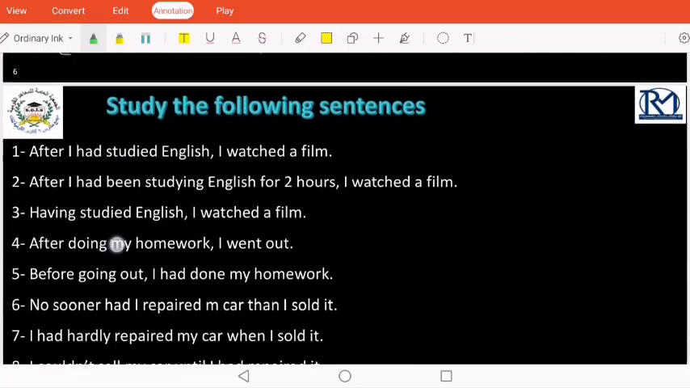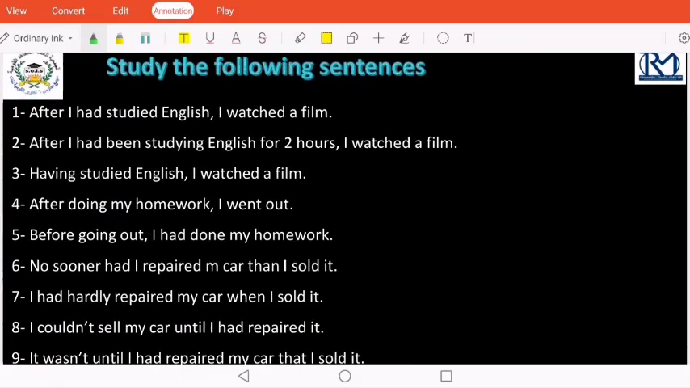Some of the most important sentences that will summarize the rules of using the past perfect simple or the past perfect continuous. Number one, many keywords: after, before, by the time, as soon as, having, no sooner, hardly, scarcely, it wasn't until, it was only when, and many more keywords. So what are the rules? Which tense comes after which tense?